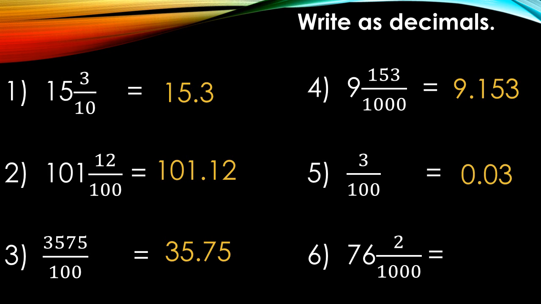Question number 6. 76 and 2 upon 1000. See, in this question, 76 is a whole number. So write 76 as it is. And tell me, how many zeros in the denominator? Yes, 3. So in the numerator, count 3 digits from the right and put the decimal. But here there is only 1 digit. So we will put 2 zeros and then a decimal. So the answer is 76.002.